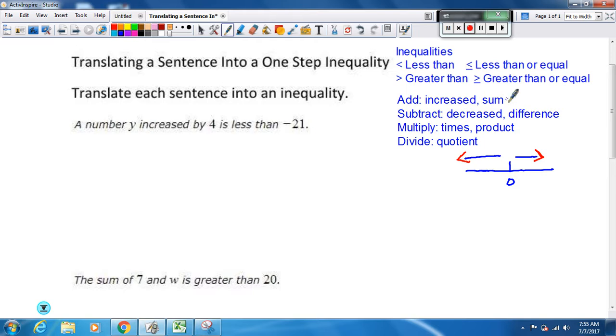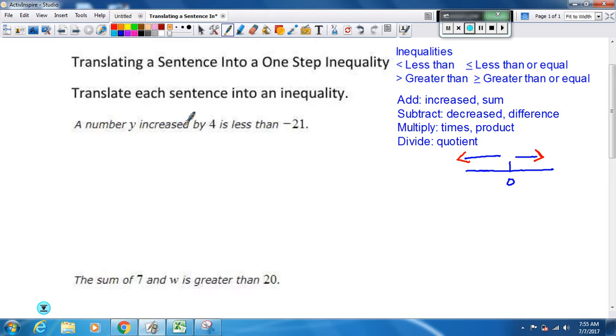Then I added some notes here just on some keywords. This is not all of them that you will find, but these are the most popular ones. If you're going to add, you use increased or sum. Subtract is decreased or difference. Multiply, we'll use the words times or product. Divide is usually using the word quotient. So then you start from the beginning of the sentence and work your way through, looking for any of these special things that we have listed off to the side.